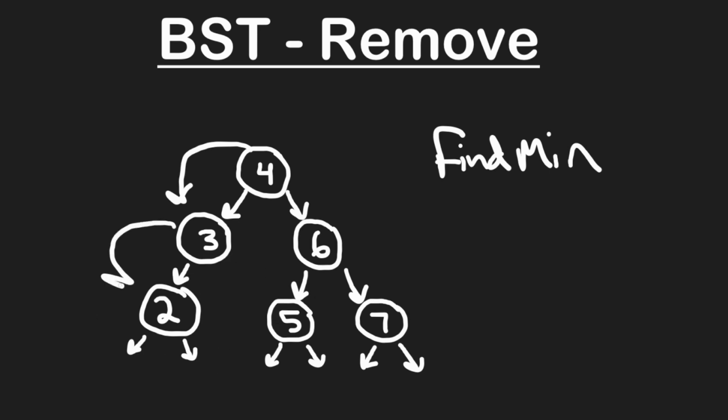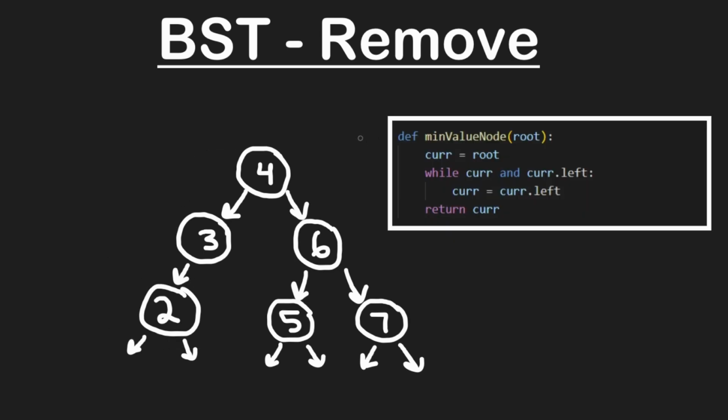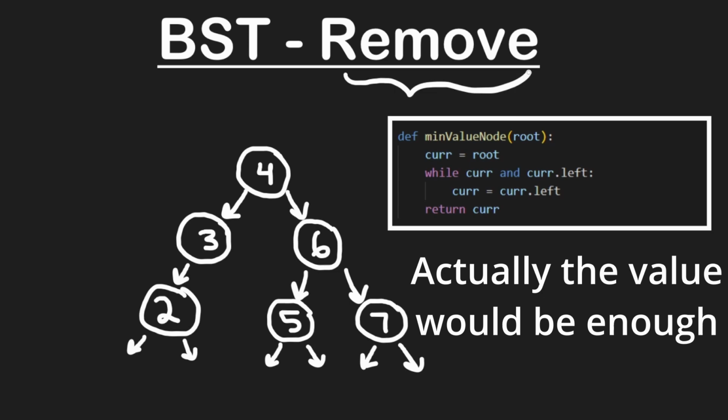So if we keep going down to the left, we will arrive at the minimum. To take a quick look at the code, we get something like this, at least in Python, but obviously it would be similar in most languages. We're passed in some node. We want to find the minimum node. We could return the value itself, or we could return the node. In this case, we're going to return the node because that's what we're going to need in our remove function.